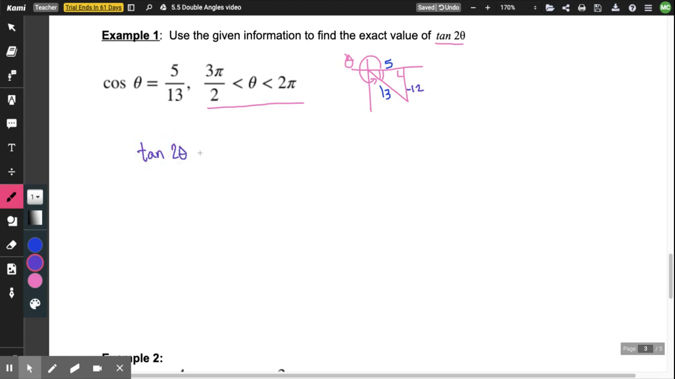So I'm going to go ahead and write down the formula real quick. Tangent of 2 theta is 2 tangent theta over 1 minus tangent squared theta. So in order to use this formula, I need tangent of this angle theta. So I'm going to go ahead and get that from my picture over here. Tangent of theta is y over x. So in this case, that would be negative 12 over 5. So I just need to put those into my formula over here. So in place of tangent theta, I'm going to put negative 12 over 5.